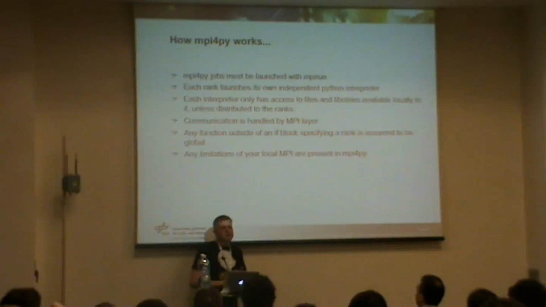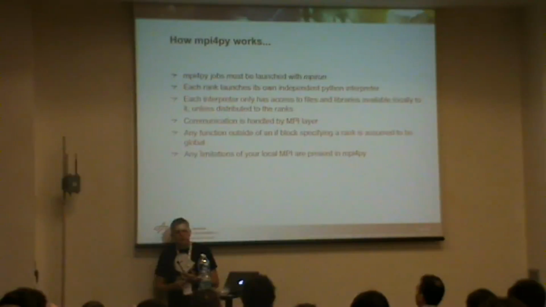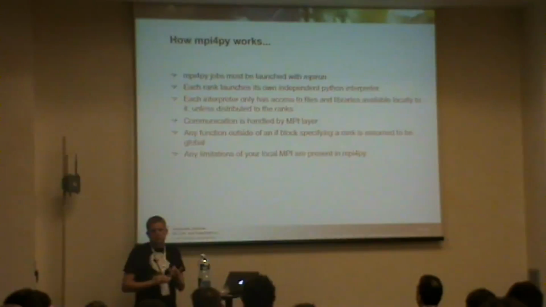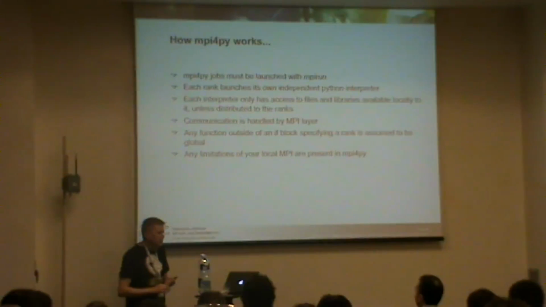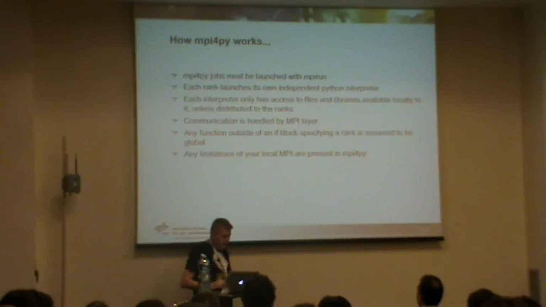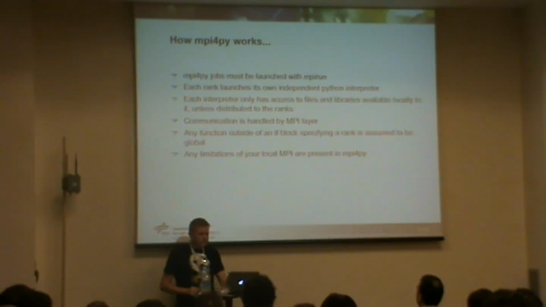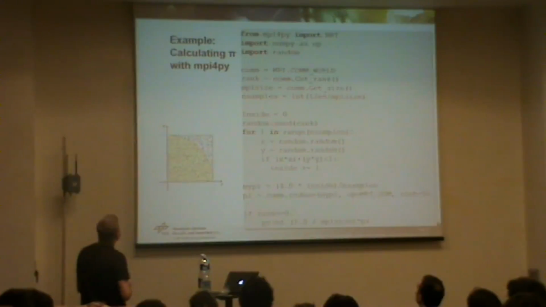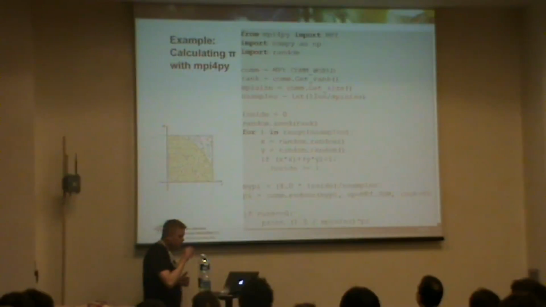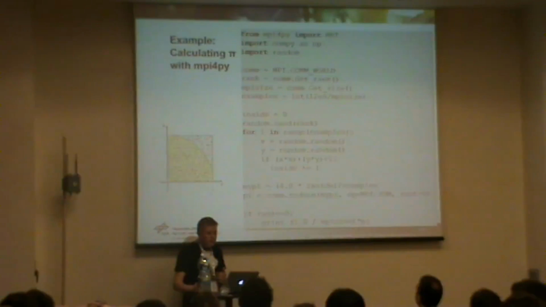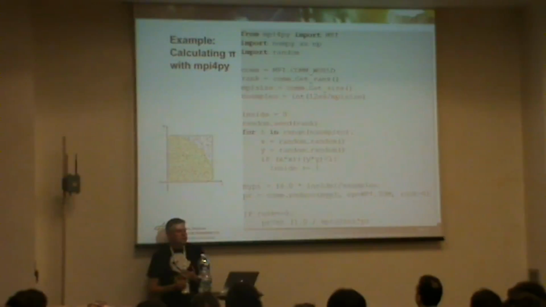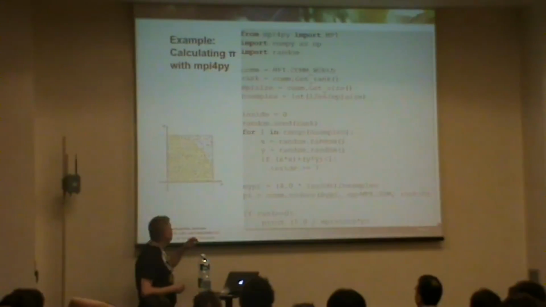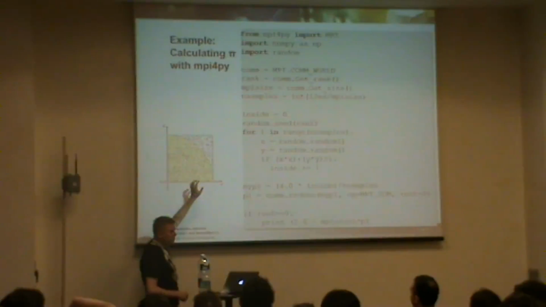If you have limitations in your MPI implementation on your machine, these limitations are also present on the Python side. MPI for Python does not extend the MPI implementation. How does this look? A simple example is calculating pi with a statistical method, placing dots on a quarter of the circle.